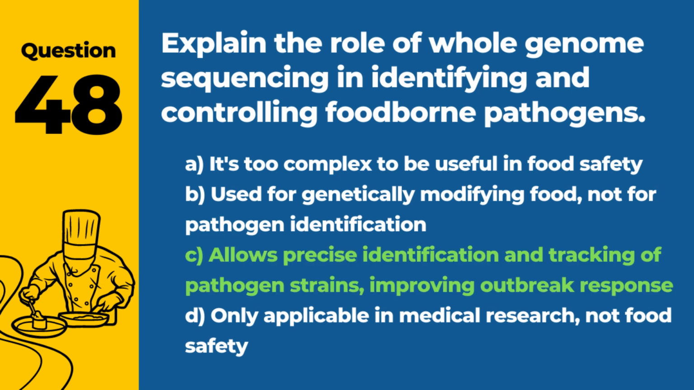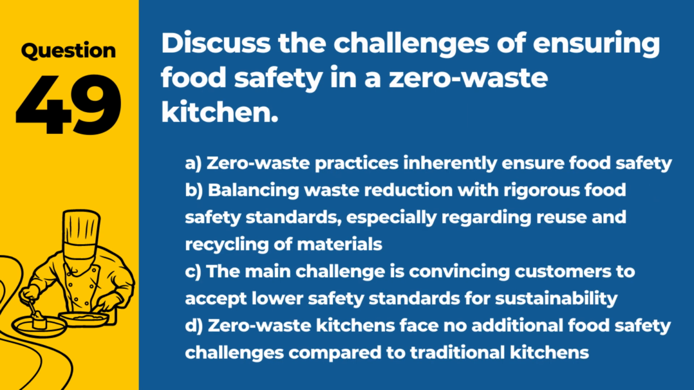Answer C. Allows precise identification and tracking of pathogen strains, improving outbreak response. Whole genome sequencing is a powerful tool in food safety for accurately identifying pathogens and tracing the sources of foodborne illness outbreaks. Question 49. Discuss the challenges of ensuring food safety in a zero-waste kitchen.